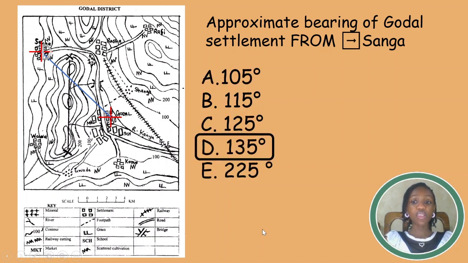Our question even said approximate bearing. So now if someone made the mistake of putting their cardinal points on Shanga all the way over here, they are going to get option E, which will be very wrong. So in exams, read questions carefully and avoid falling into traps like this.